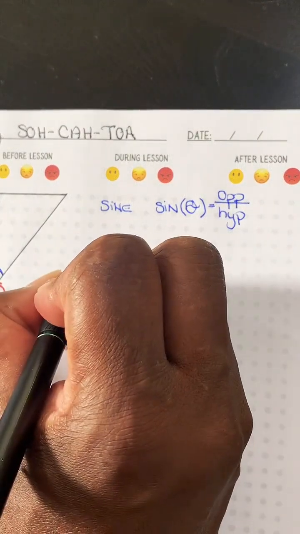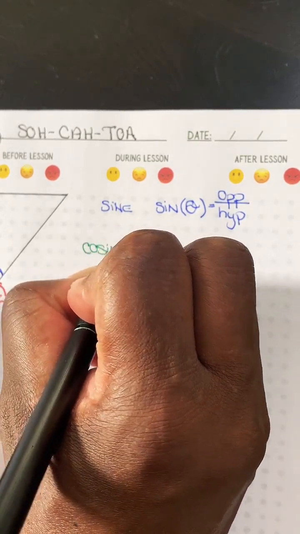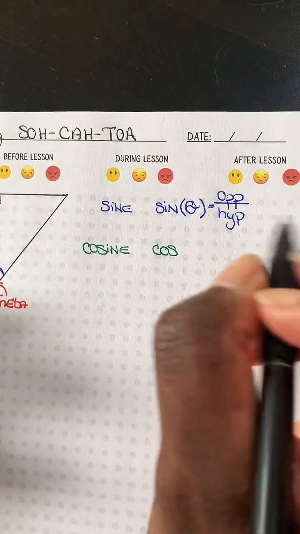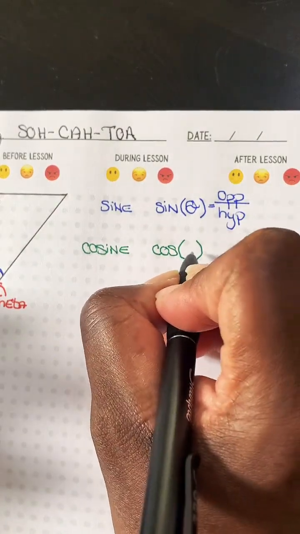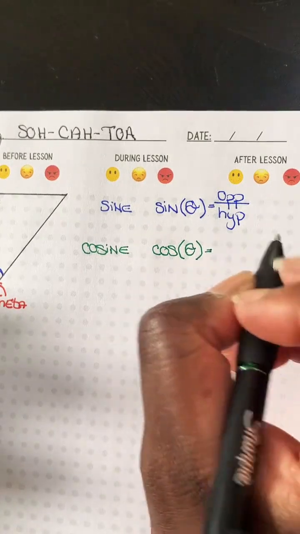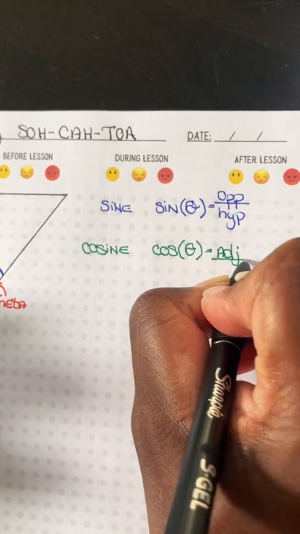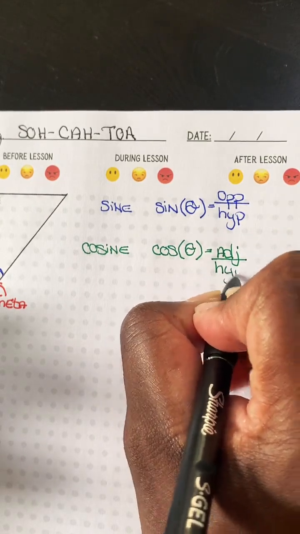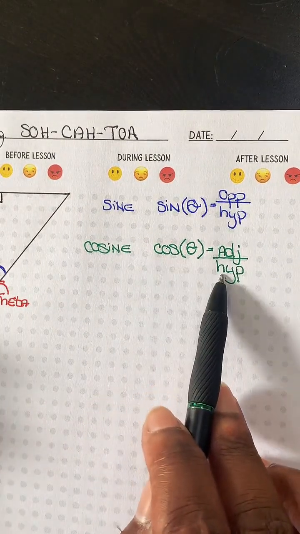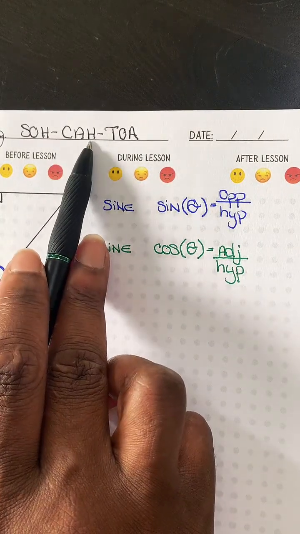The next one is called your cosine. And that's short for cos. I know a lot of you guys always say cos, but it's just cosine. Okay, dealing again with your theta. So cosine deals with your adjacent. Adjacent means next to, over your hypotenuse. Okay, CAH, CAH, cosine adjacent over hypotenuse.